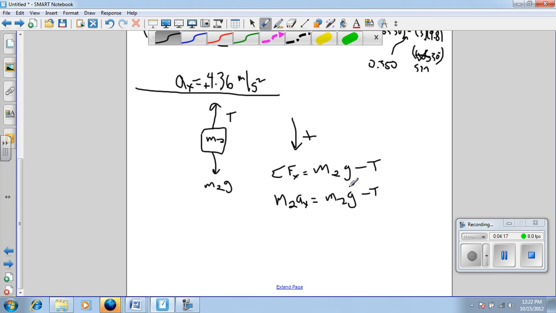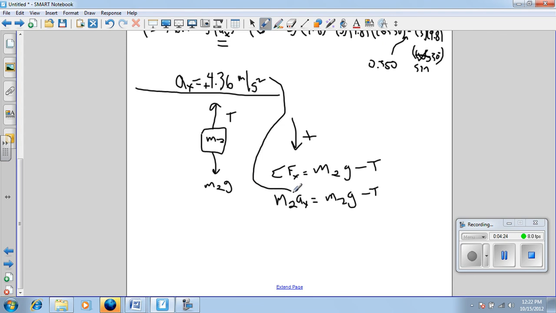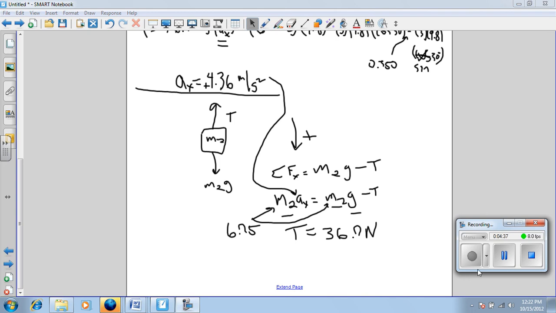So what happens next there is we put in just m2a equals this, and then we use our acceleration from the first part and plug it in there. Plug in m2, plug in g, and now we can solve for T. And we would have gotten the wrong answer if we'd switched these and messed up our directions. So we should come out with 36.7 newtons. Ta-da!